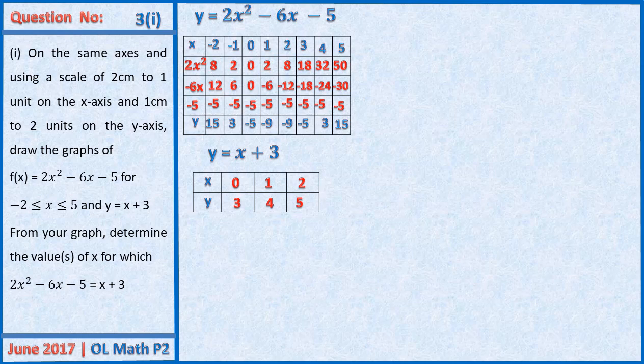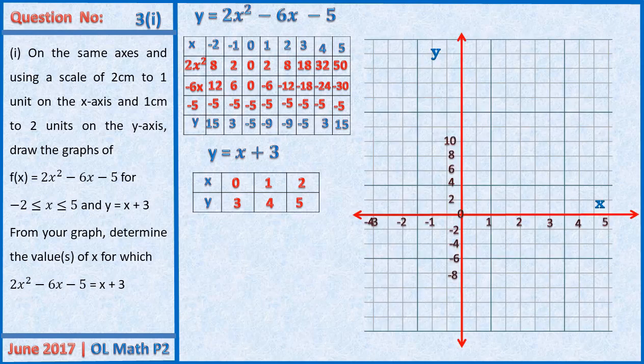We now go to our xy plane. The scale has been clearly given in the question, using a scale of 2 centimeters to 1 unit. That means on the x-axis, 2 centimeters is 1 unit, as you can see. But on the y-axis, 1 centimeter is instead equal to 2 units. So 1 centimeter is 2 units. And that's what we have.